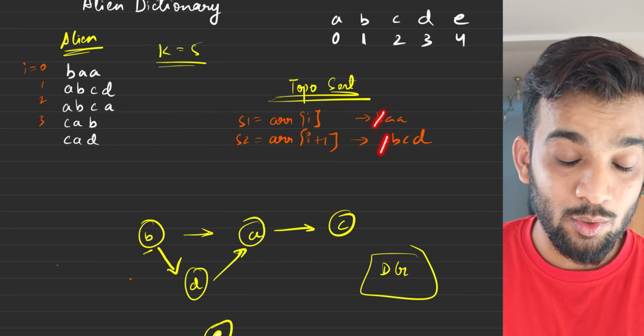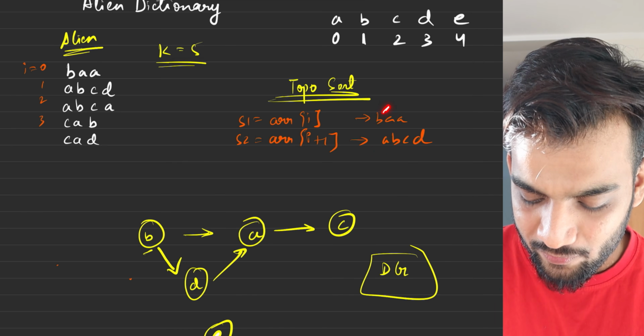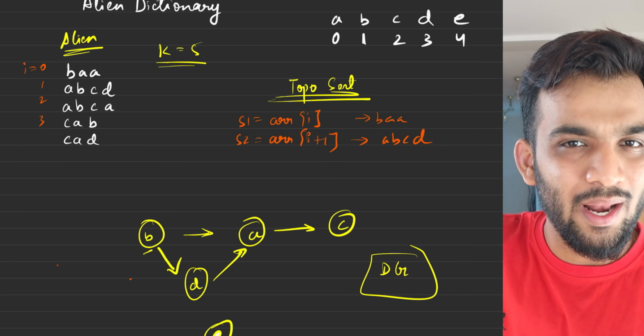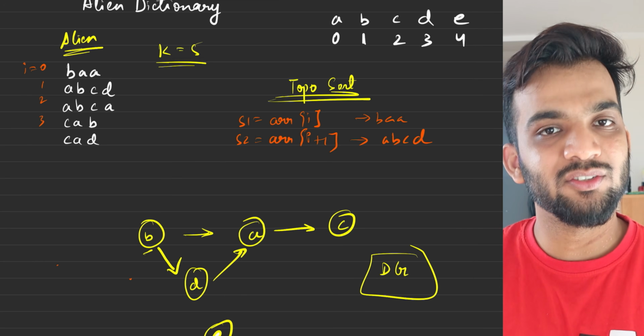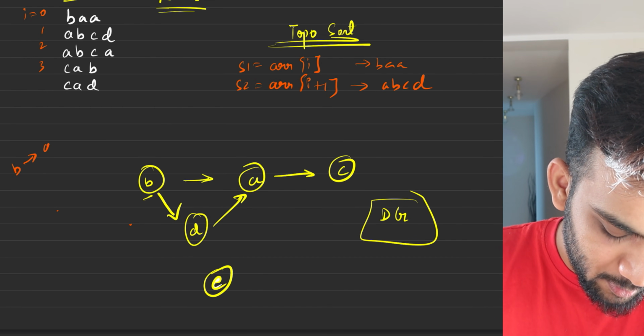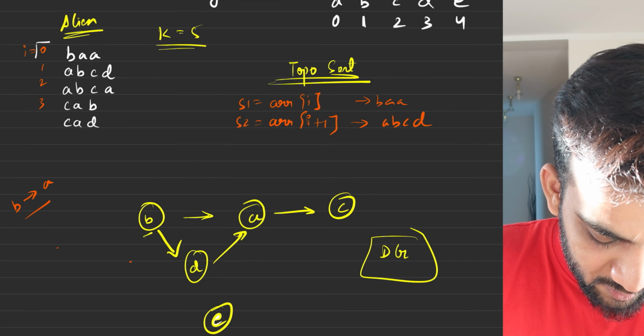Now what you need to do is take these two strings and compare. B is equal to A? No. The moment you find a non-equality, you say, I don't need any further non-equalities in the future. B is smaller than A, and that is what determines the dictionary order. So I will just go ahead and add an edge between B and A, and I'll stop.